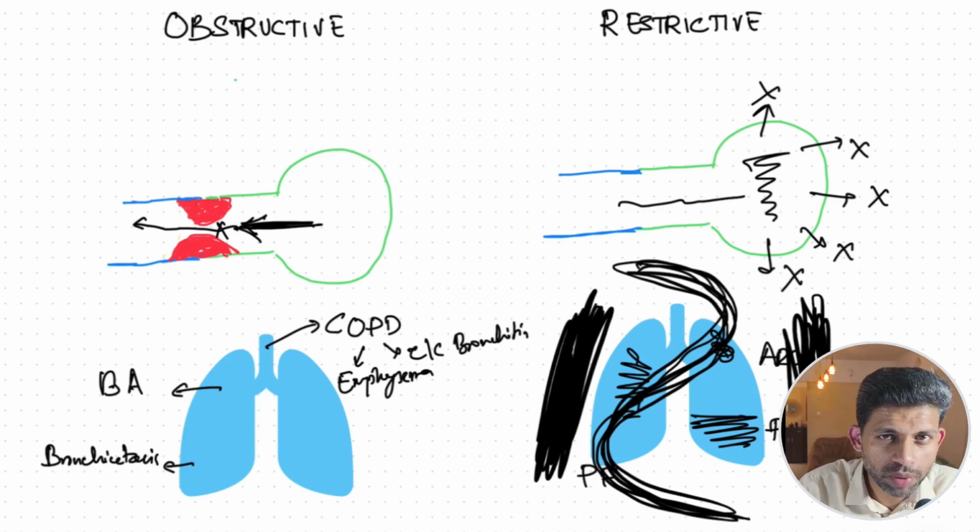And if you see shallow breathing with reduced lung volumes, think restrictive. In the next video, we'll start obstructive lung diseases. Think at the cell level.